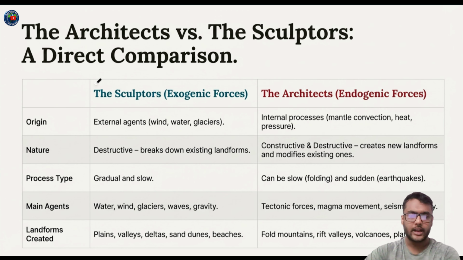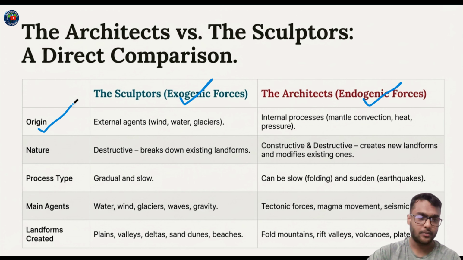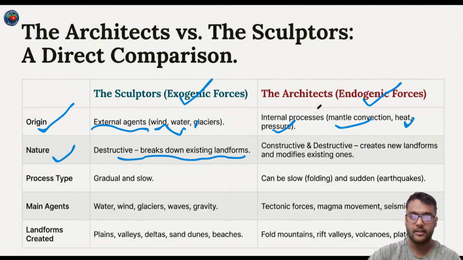Then there are some differences between exogenic forces and endogenic forces. First of all, in terms of origin, exogenic forces are external agents like wind, water and glaciers. Endogenic forces are internal processes: mantle convection, heat and pressure. In terms of nature, exogenic forces are destructive, breaking down existing landforms, and endogenic forces are constructive and destructive also, creating new landforms and modifying existing ones.